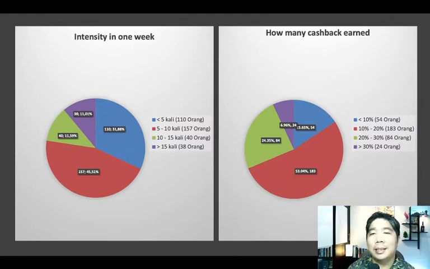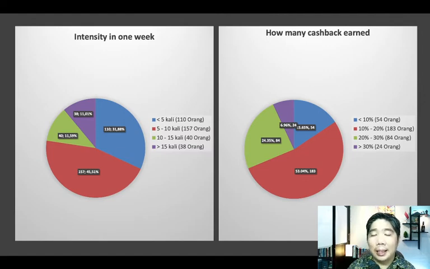Based on this intention of use, respondents apparently use mobile payment on a daily basis because they make mobile payments 5 to 10 times a week on average. Thus, it can be concluded that the intensity of system users per week is quite diverse. That's why mobile payment is a big accessibility for people, because of the intensity with which they are used, 5 to 10 times a week. And how about the cashback earned?